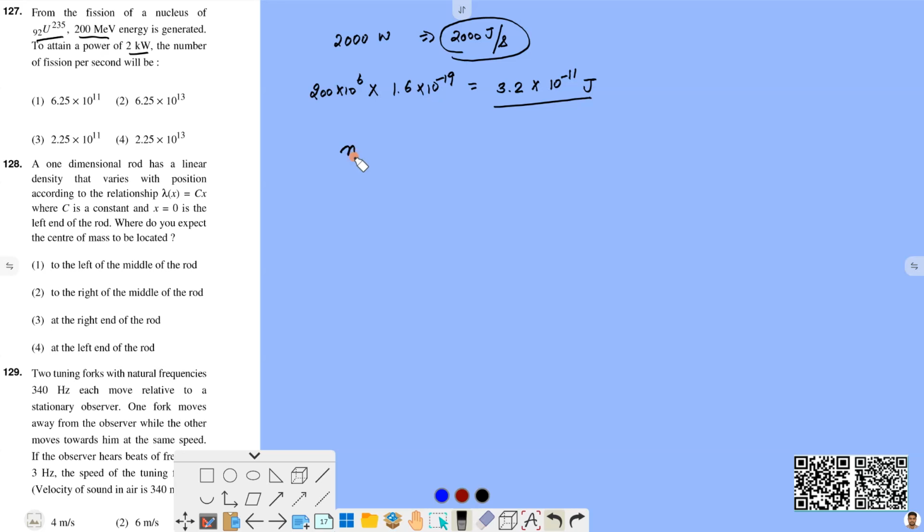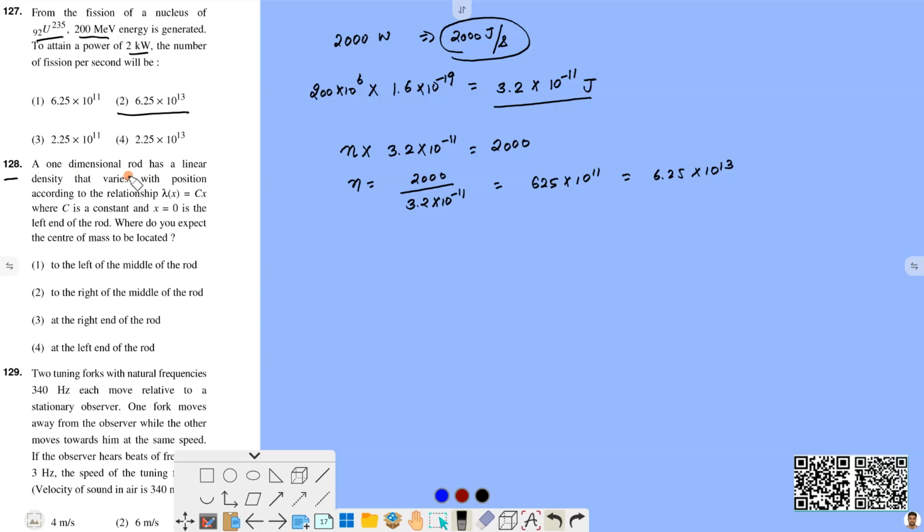Now, as mentioned, we need 2000 joule, and one fission produces this amount of energy. So let us say n number of fissions produces these 2000 joules. So n into 3.2 into 10 raised to power minus 11 should be equal to 2000. And from this, n is equal to 2000 divided by 3.2 into 10 raised to power minus 11. And when we solve this, we will get 625 into 10 raised to power 11, and that is 62.5 into 10 raised to power 10 fissions per second. That is the required answer, and that matches with option 2 here. Now let us move to the 128th.